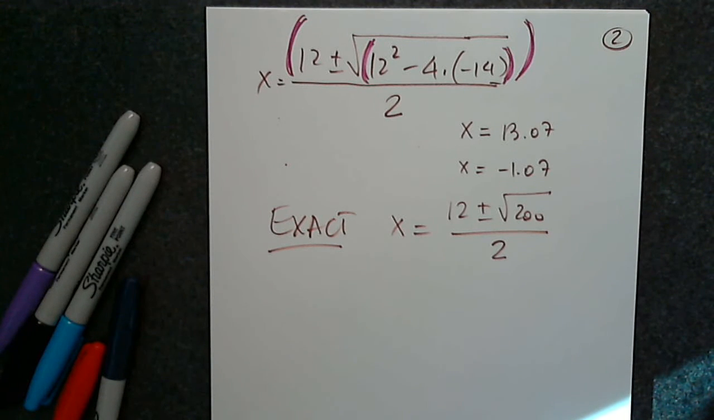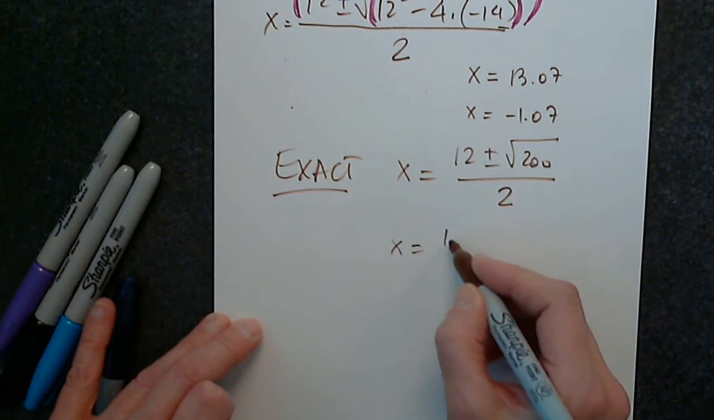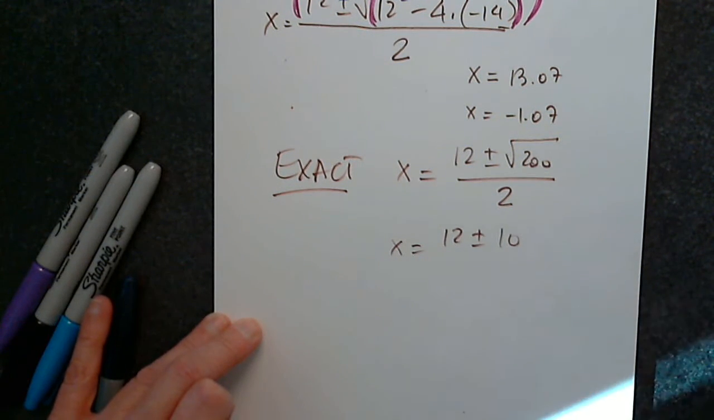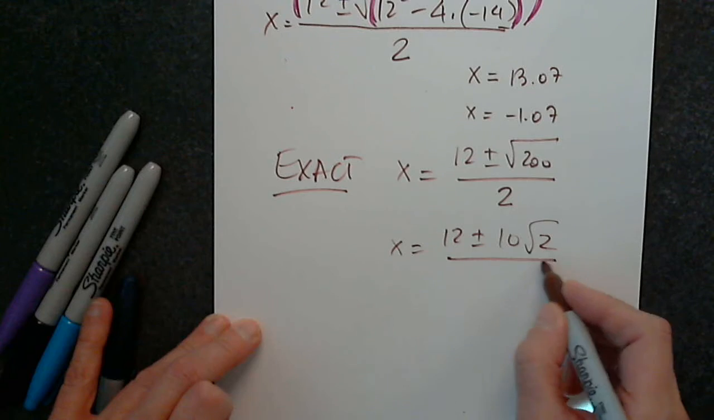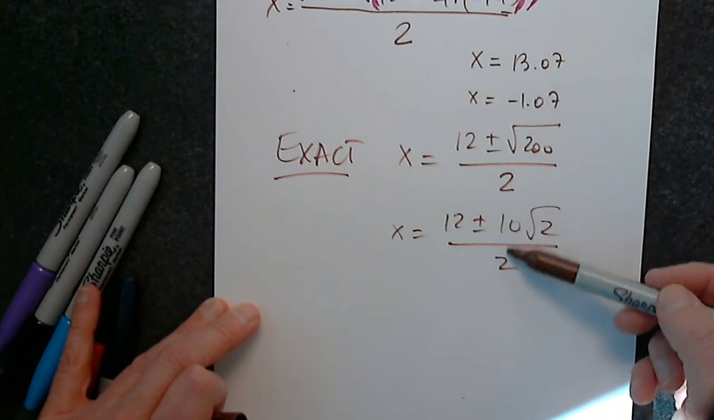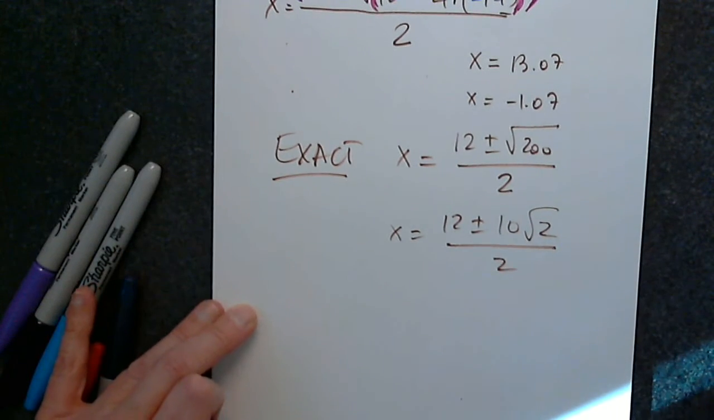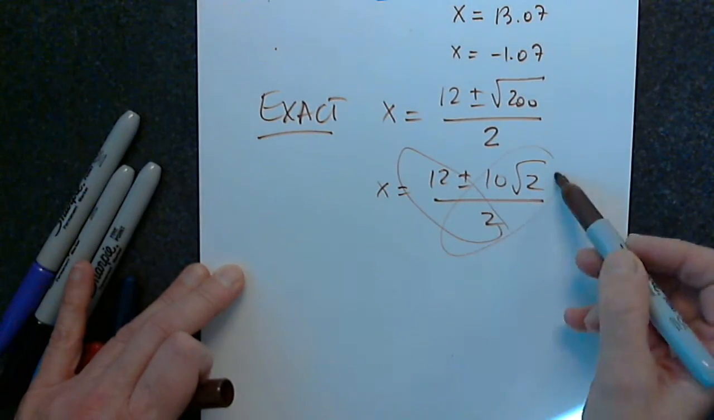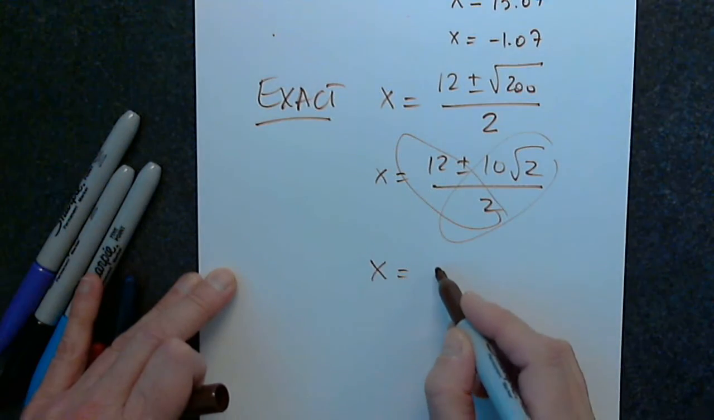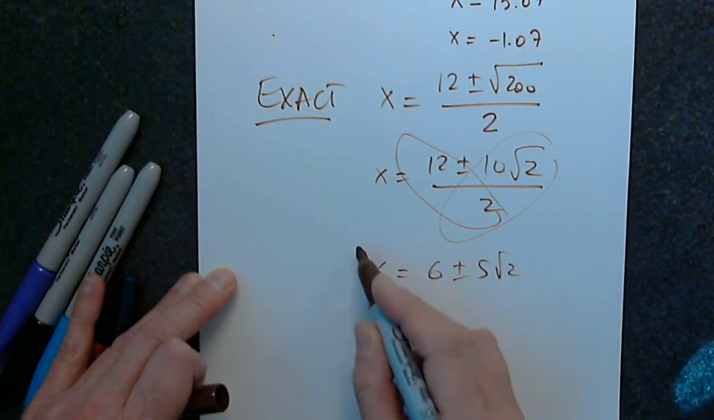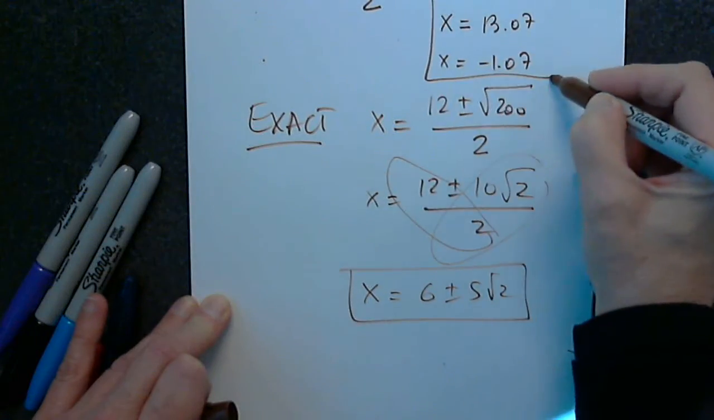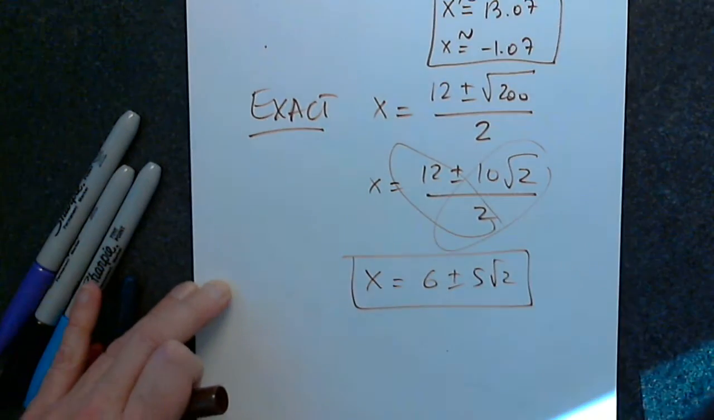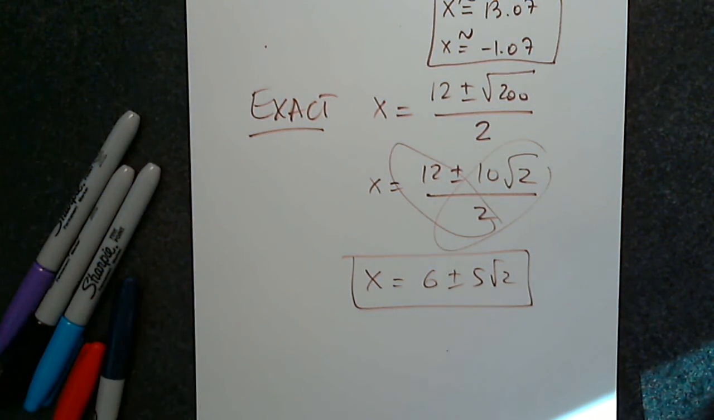And 200 is 100 times 2, so then x equals 12 plus or minus 10 times the square root of 2, divided by 2. If you simplify here or you simplify here, it will be terribly wrong. You can separate it into two fractions, this fraction and this fraction. So x equals 6 plus or minus 5 times the square root of 2. So these are the approximate solutions. But the 6 plus or minus 5 times the square root of 2 is exact, yes?